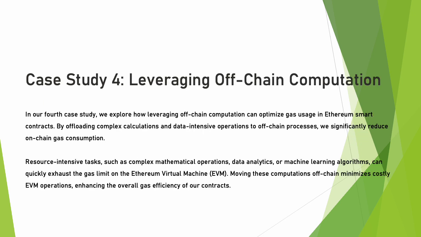Moving on, we have case study 4, that is leveraging off-chain computation. In the fourth case study, we explore how leveraging off-chain computation can optimize gas usage in Ethereum smart contracts. By offloading complex calculations and data-intensive operations to off-chain processes, we significantly reduce the on-chain gas consumption. Resource-intensive tasks such as complex mathematical operations, data analytics, or machine learning algorithms can quickly exhaust the gas limit on the EVM. Moving these computations off-chain minimizes costly EVM operations, enhancing the overall gas efficiency of our smart contracts.